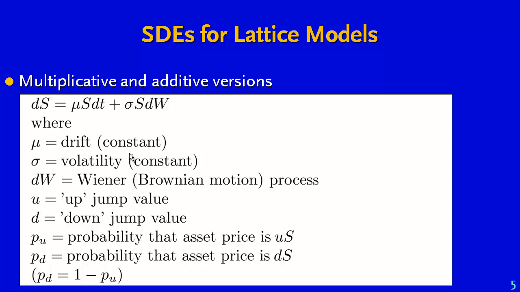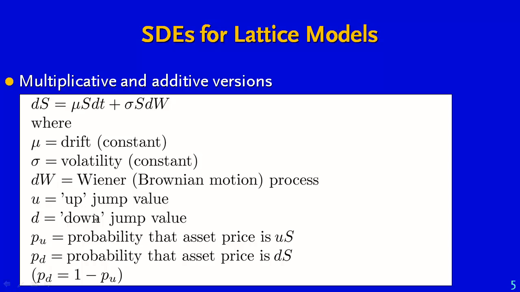So again, the basic stochastic differential equation is, here's the change in the underlying. Mu is your drift factor, S is your stock price, here's the small delta t, which is the time change, sigma is the volatility, which is constant, dW is a Wiener Brownian motion process. So this is my basic PDE or SDE.